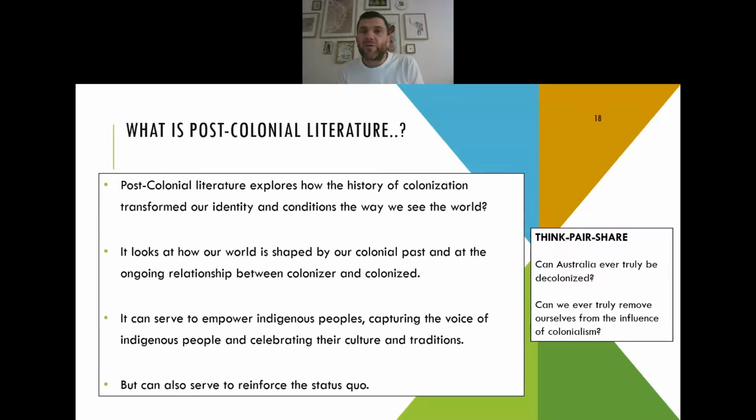One example is the use of post-colonial. We've discussed the idea of post-colonial literature being literature that has been written since the colonisation of Australia. And we asked the question of, can Australia ever truly be decolonised? Is colonisation something that is ongoing and persistent? Certainly post-colonial literature is literature that exists subsequent to colonisation, and it is shaped by a colonial past and through the ongoing relationship between coloniser and colonised.